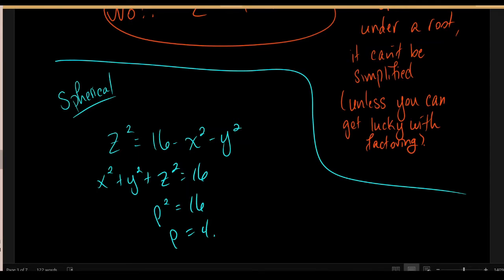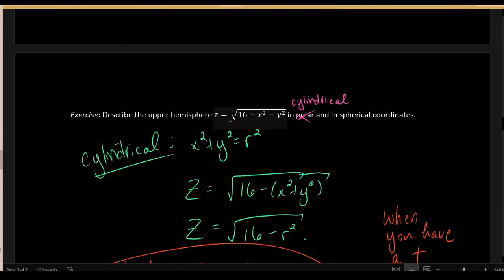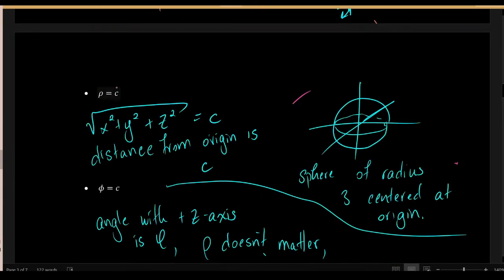Now, what do you think? Can I stop there? Is the set of all points that satisfies the equation rho equals 4 the same thing as the upper hemisphere, where z is equal to the positive square root of 16 minus x squared minus y squared? Remember from the previous page that when rho was equal to a constant, we got the full sphere of radius 3 centered at the origin. Or in general, I should say, of radius c centered at the origin.